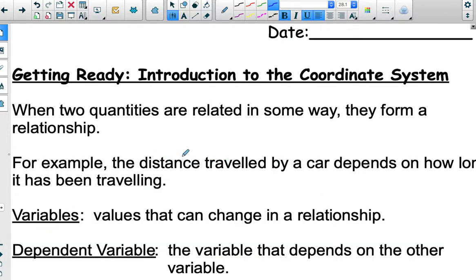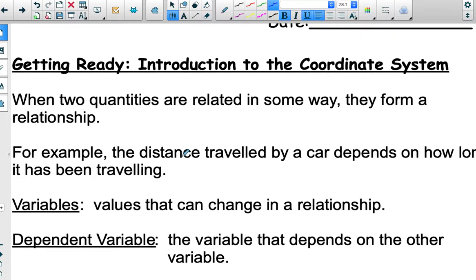So another example here, the distance traveled by car depends on how long it's been traveling. So yeah, the distance you go is dependent on time. Variables, these are the two things that we're seeing. Do they have a relationship? So temperature is a variable, ice cream sales is a variable. Distance traveled is a variable, time traveled is a variable. So these are the values that change in a relationship. And we lump them into two different categories, dependent and independent variables.